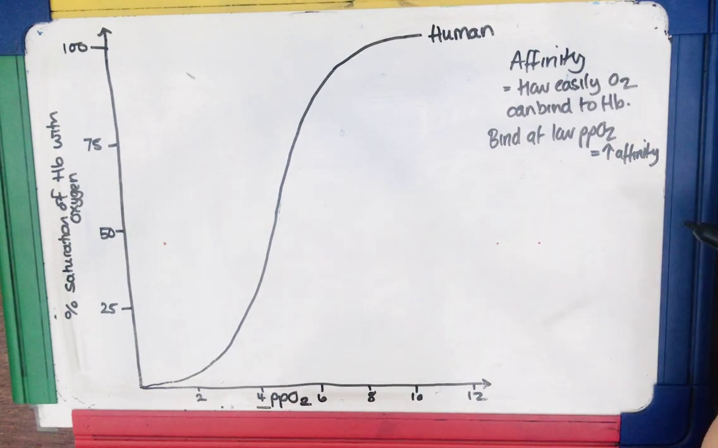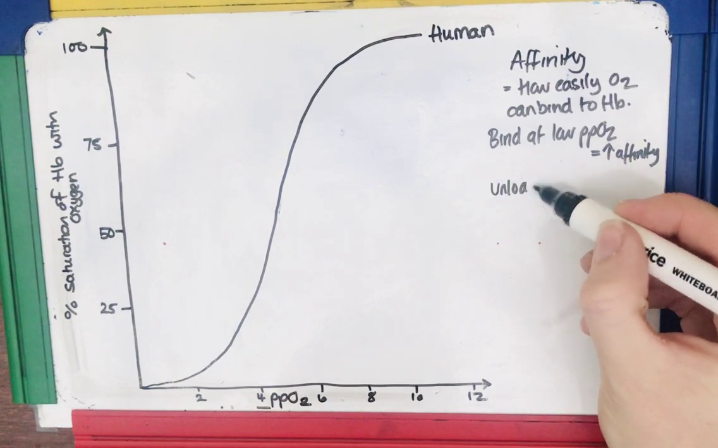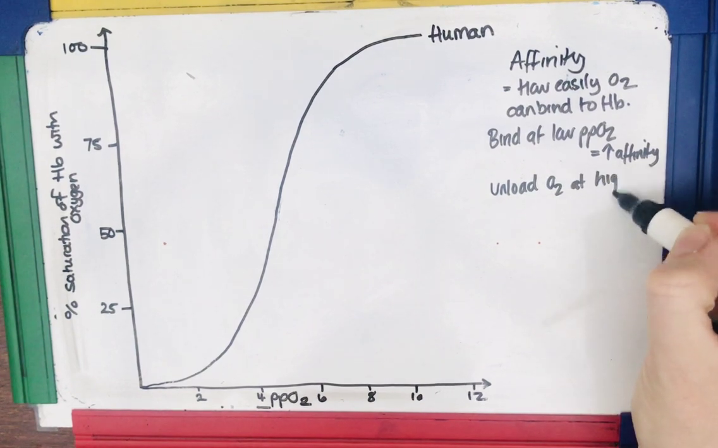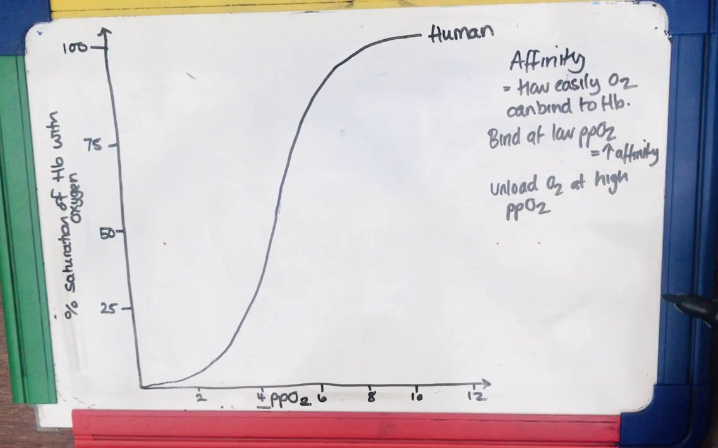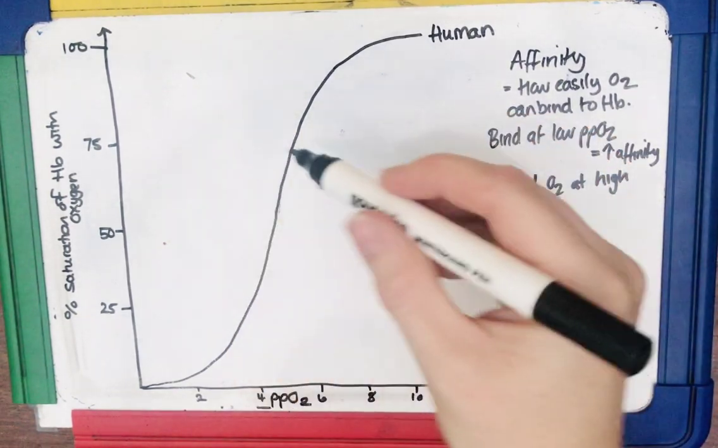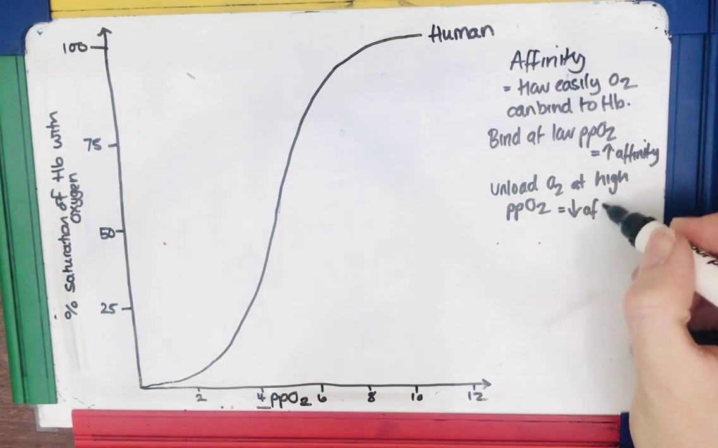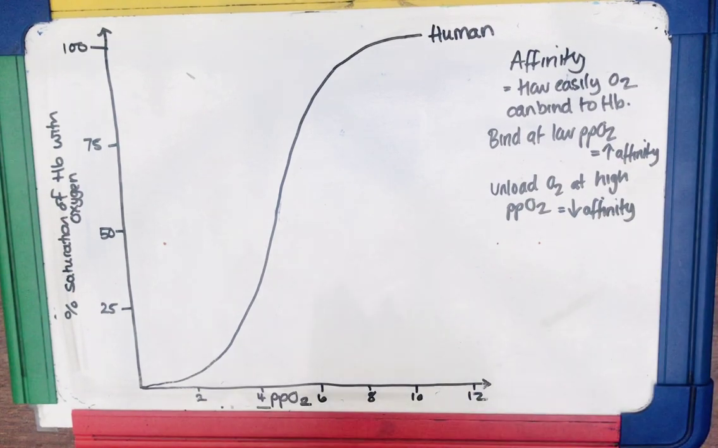If it can unload oxygen at high partial pressures of oxygen, so therefore at high partial pressures is actually not very saturated, then it is a low affinity. So what dictates this affinity? It is actually the structure of the haemoglobin itself.